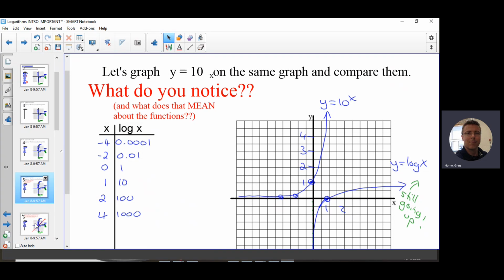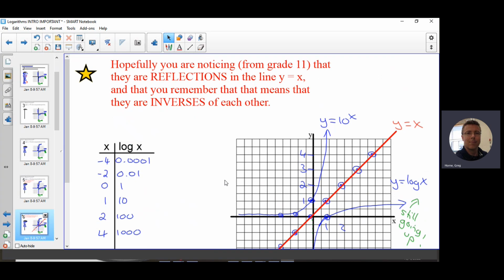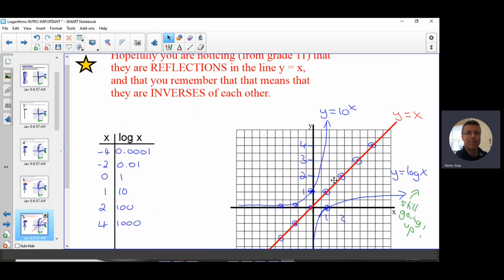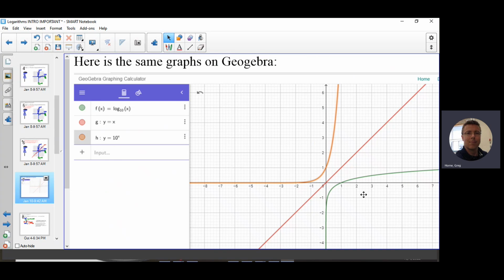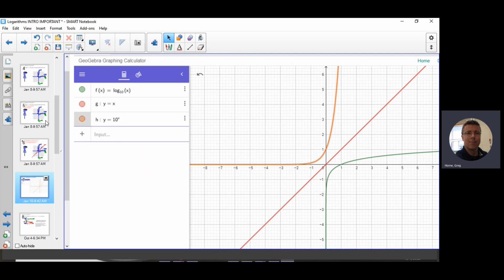Unpausing now, hopefully you have remembered that, hey, it looks like a reflection in y equals x. And hopefully you remember that means they're inverses of each other. Right? So they're inverses of each other. All right, so log is apparently the inverse of exponential. That's what it looks like in GeoGebra. My scales on my graph were not super accurate, so this is much more accurate, but they look very similar.